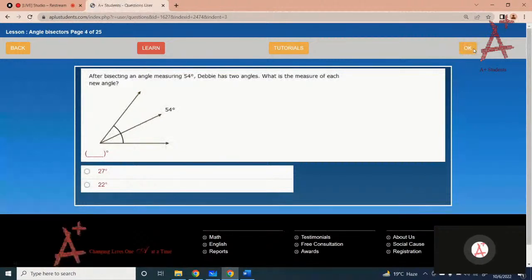Okay, after bisecting an angle measuring 54 degrees, Devil has two angles. What is the measure of each of the new angles? 54 divided by 2 is 22, isn't it? It is 27. 54 divided by 2 is 27.